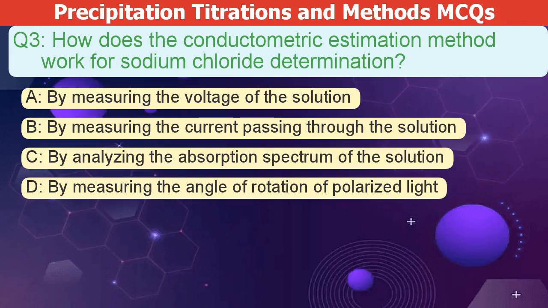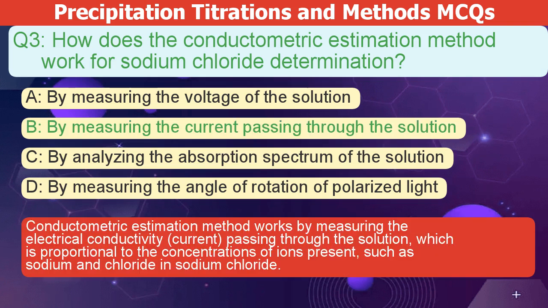How does the conductometric estimation method work for sodium chloride determination? A. By measuring the voltage of the solution. B. By measuring the current passing through the solution. C. By analyzing the absorption spectrum of the solution. D. By measuring the angle of rotation of polarized light. The correct answer is B. Conductometric estimation method works by measuring the electrical conductivity, or current, passing through the solution. This conductivity is proportional to the concentrations of ions present, such as sodium and chloride in sodium chloride.